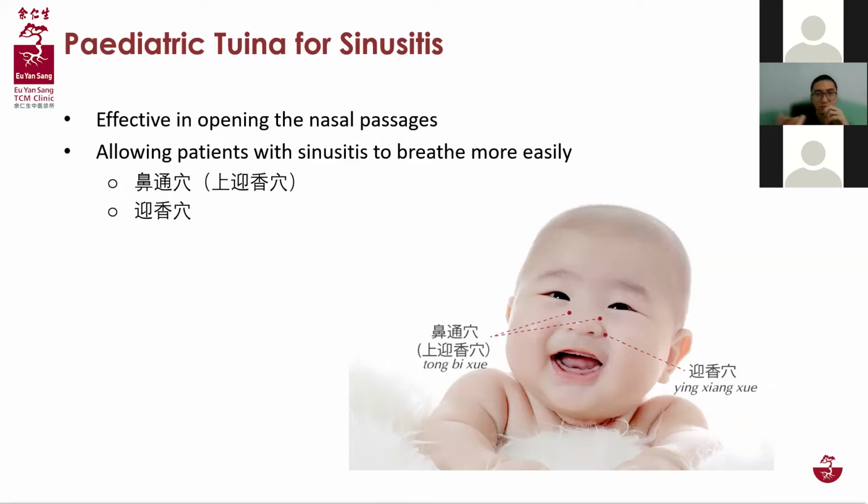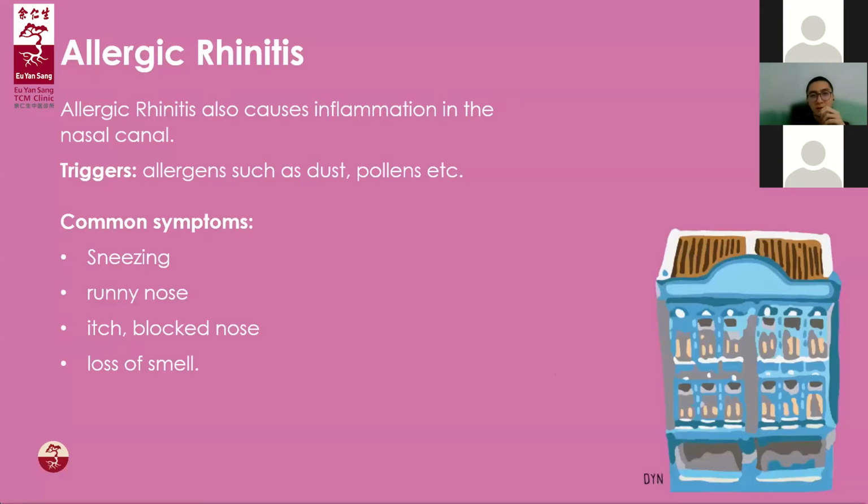Same thing for the 迎香穴, just beside the nostril. If you use a little bit of strength, you would feel a bit of achiness and tenderness. But a reminder for kids: their skin is a little bit softer, so we have to be careful when we massage, or you can use a little bit of baby oil or baby powder. Okay, then we'll go on to the next one.